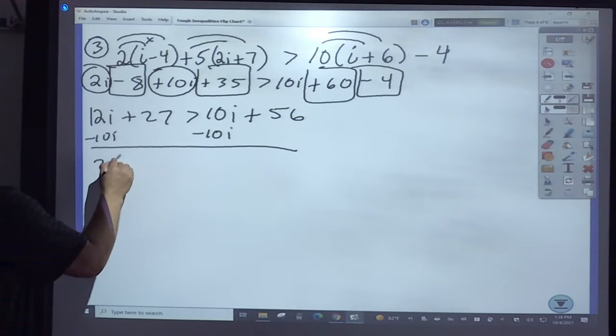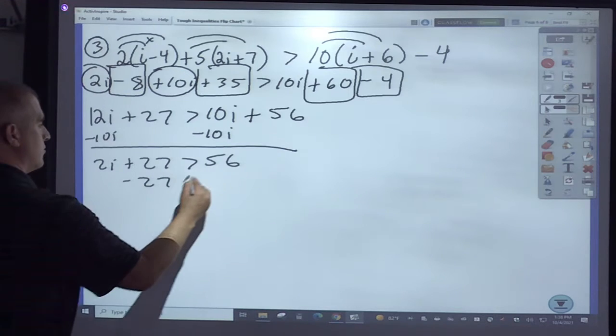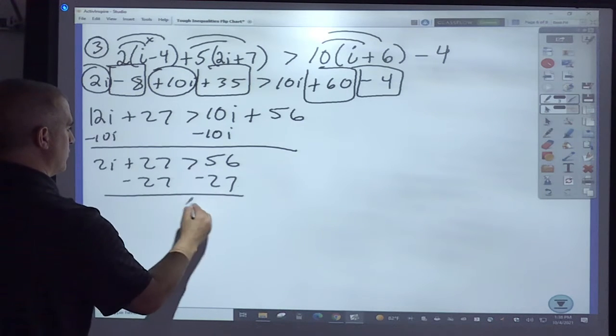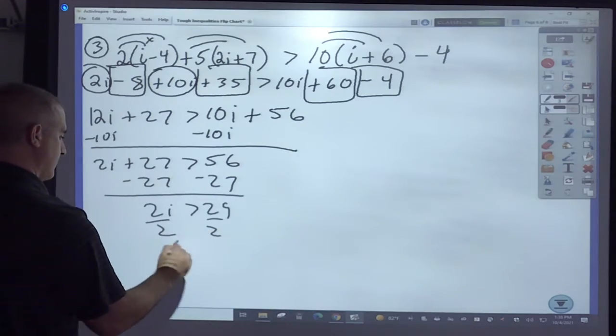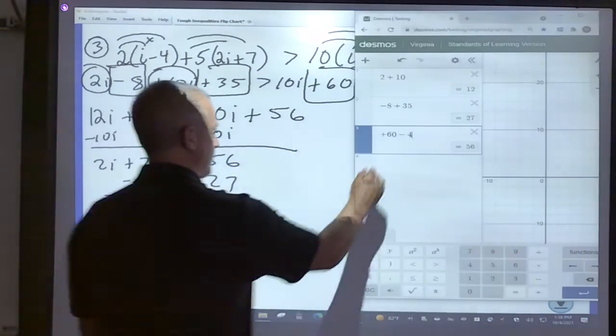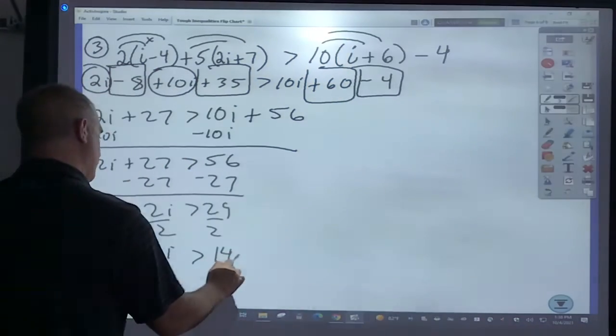Okay, it's going to be 2i plus 27 greater than 56. Subtract 27. That would be 29. Divide by 2. 14.5.